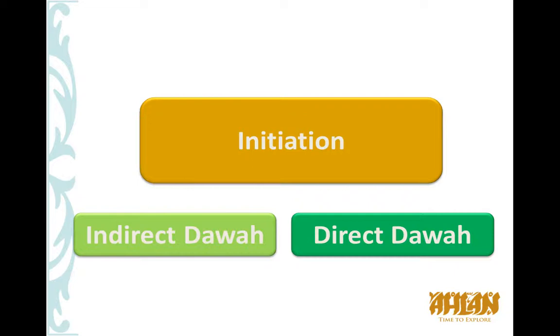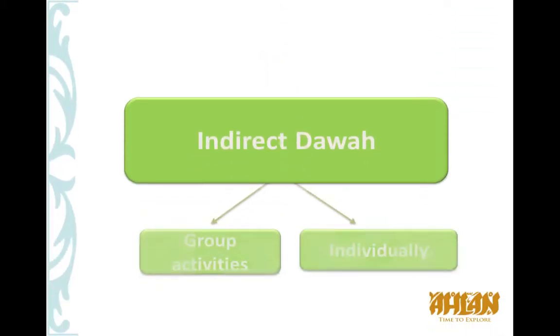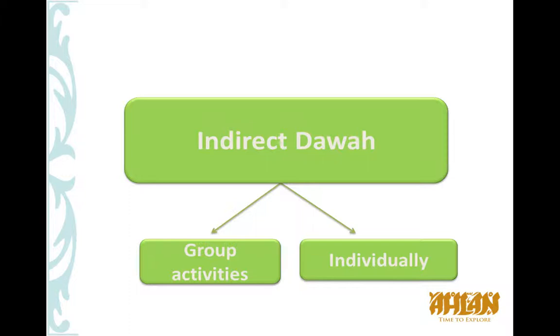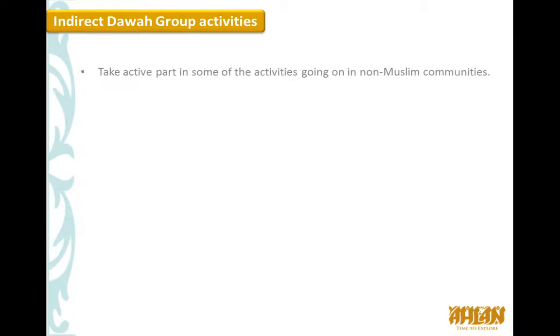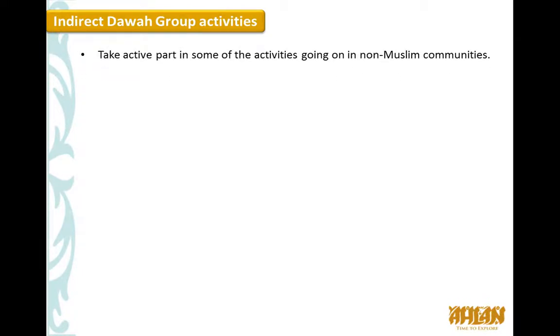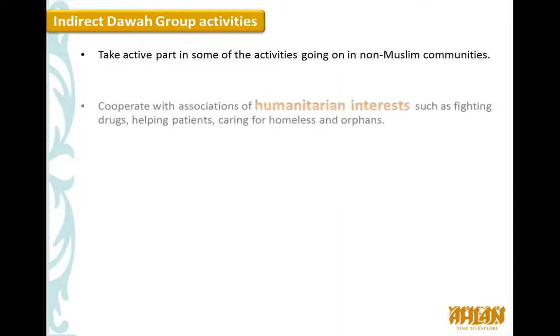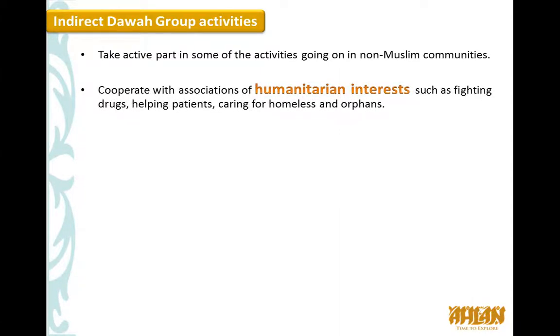So there are some messages that we deliver through an indirect way and some messages we deliver in a direct way. Indirect way is best done within a group, or others could be practiced individually by yourself. You can deliver the message of Islam individually. Examples of group activities could be taking active part in some activities in non-Muslim communities, such as humanitarian interests, fighting drugs, helping patients. If you join these groups, it would be helpful for da'wah, of course.